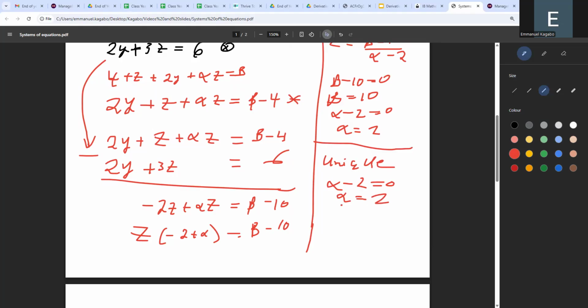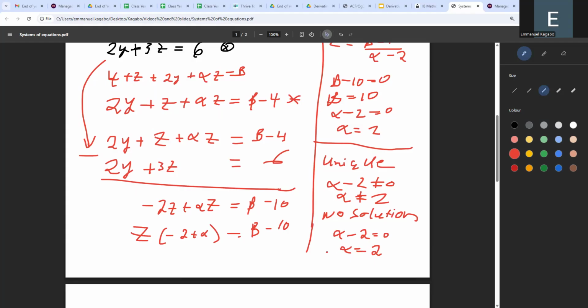Now, for no solution, because those are the 3 scenarios they ask in IB exams. For no solution, that means the denominator should be equal to 0, which means alpha will be 2. Oh, sorry, for unique solution, this one should not be equal to 0. Okay. Now, here, for no solution, it will be that.